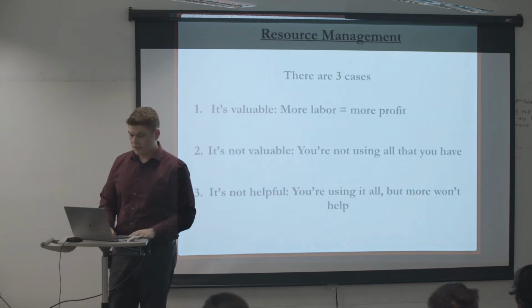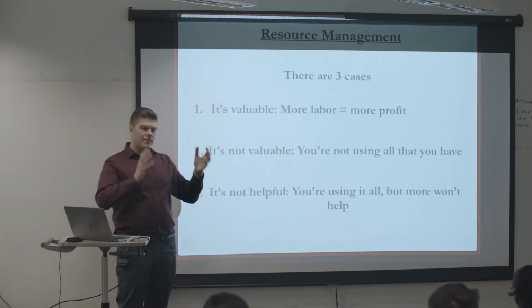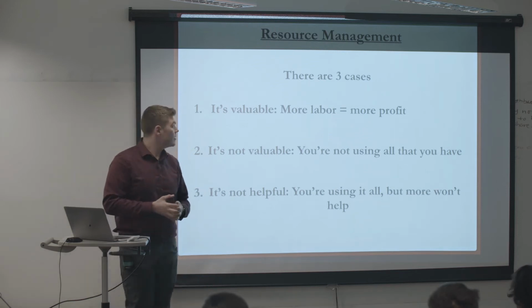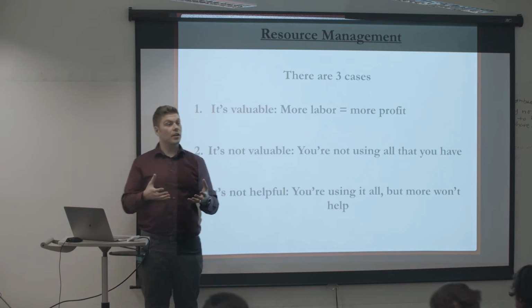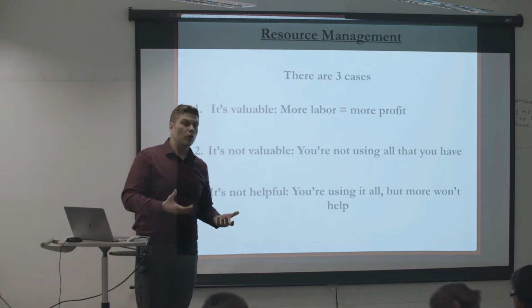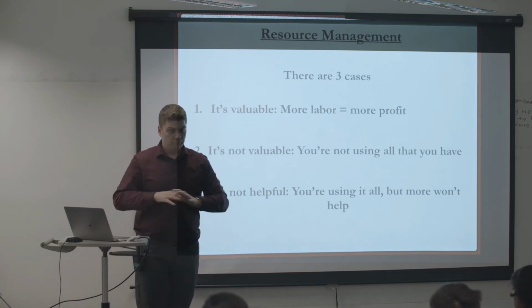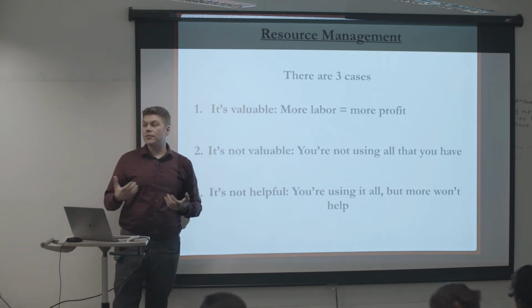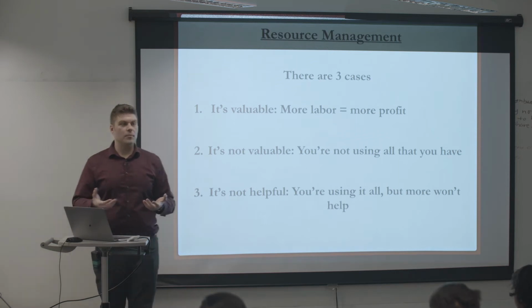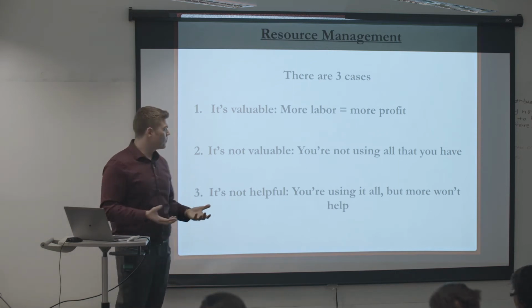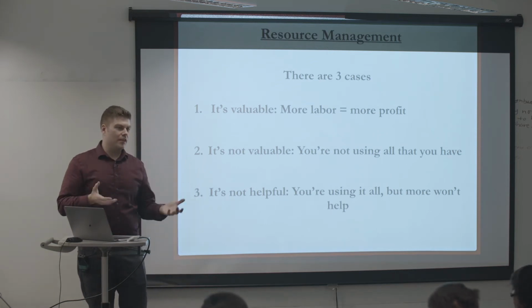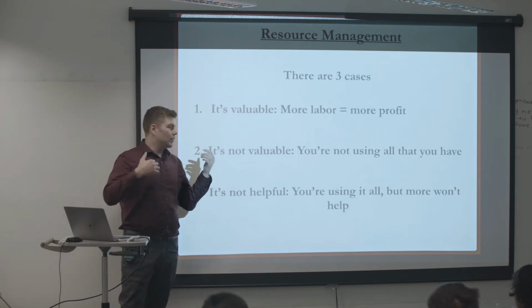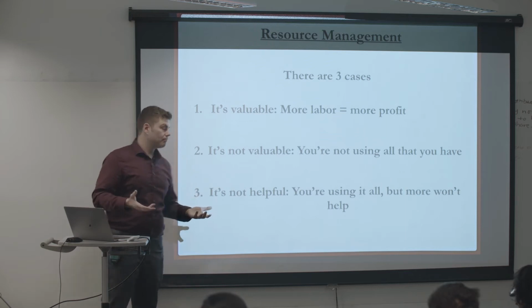So there are 3 cases just to get us thinking about it. One, it's very valuable. Okay? So labor was a bottleneck in your production. So if you were to get more labor, you would make more money. Okay, plain and simple. Two, it's not valuable. You're not using all that you have. Okay, suppose you already have an optimal production plan, but you have people in the back playing checkers. You're just not using them all. So there's no incentive to hire more people.